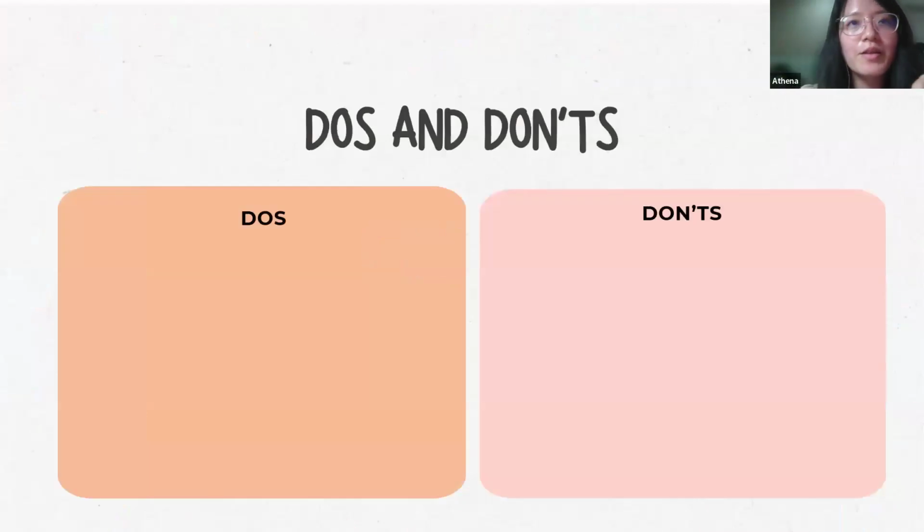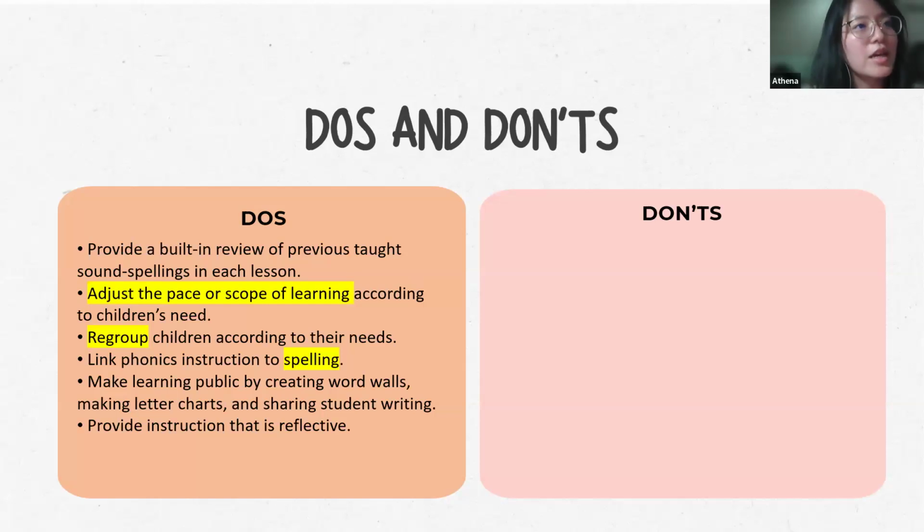Okay, so let's talk about the do's and don'ts. That's the last part today. When you're teaching phonological awareness, there are some things you have to bear in mind. First of all, the do's. You have to provide a built-in review before any lesson starts. You need to review based on what students have learned before, scaffolding their abilities. So, a built-in review of previously taught sound spelling in each lesson. That's the first step. And you have to pay attention to students' reactions.